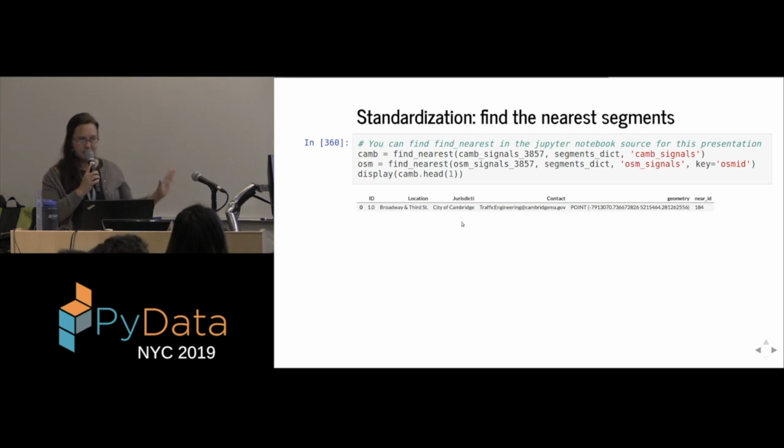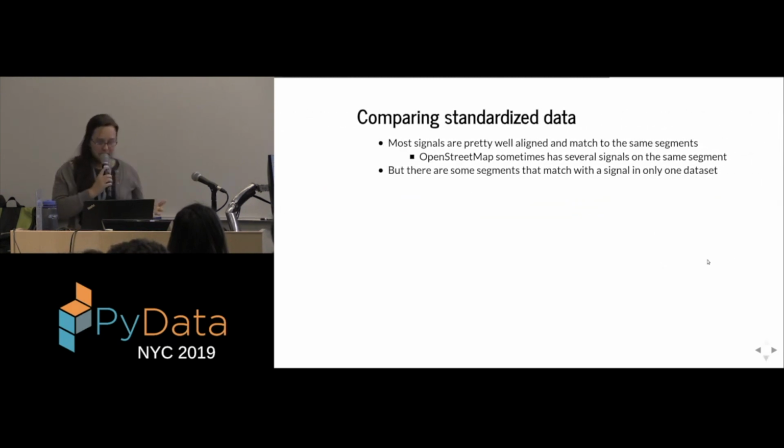All right, so find_nearest is in my Jupyter Notebook, but you're not going to see it at the moment. So we're just calling find_nearest on both our municipal data and our OpenStreetMap data. And then we'll see that we've got this near ID, which is the segment ID associated with this particular point. Great, so how does this work? Well, most of the signals, it turns out, are pretty well aligned and matched to the same segments. And sometimes you'll see that OpenStreetMap has several segments on an intersection. There's only one municipal signal, and that seems to be because OpenStreetMap may be recording every place there's a light pole with the traffic light on it, and Cambridge is only doing it for the intersection as a whole.